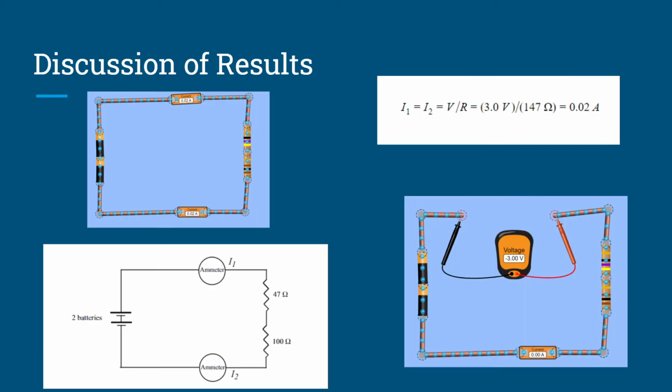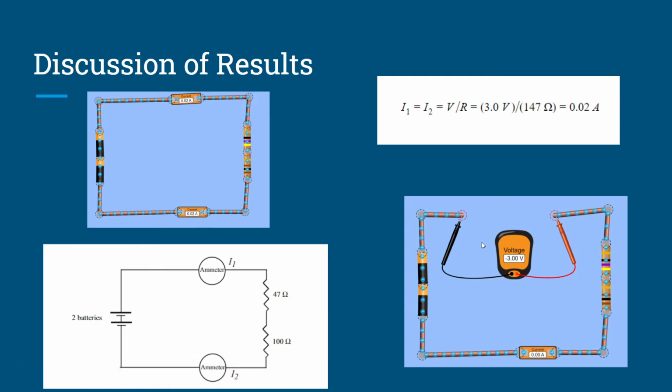So here are our results. Based on Ohm's law in this circuit setup, we have 2 ammeters, 2 batteries with a total potential difference of 3 volts, and then 2 resistors in series. So based on the node rule, I1 will be equal to I2, and we predicted that to be 0.02 amps, which is true.